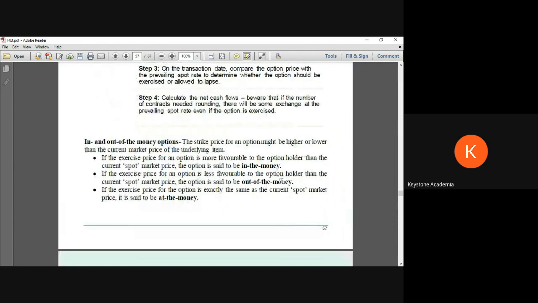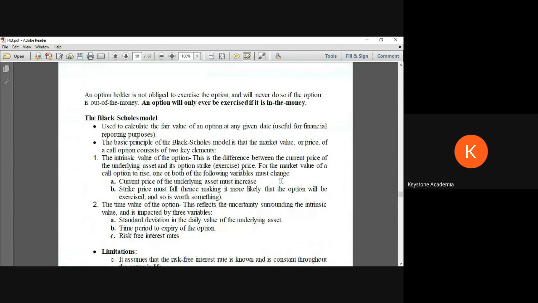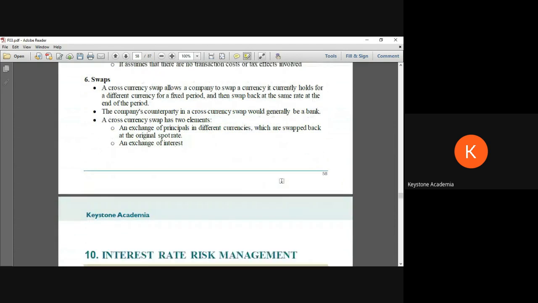Because this is all calculations for the individual, therefore we are not doing that. Black-Scholes model not required. Swap is also very famous, maybe you have heard of it.